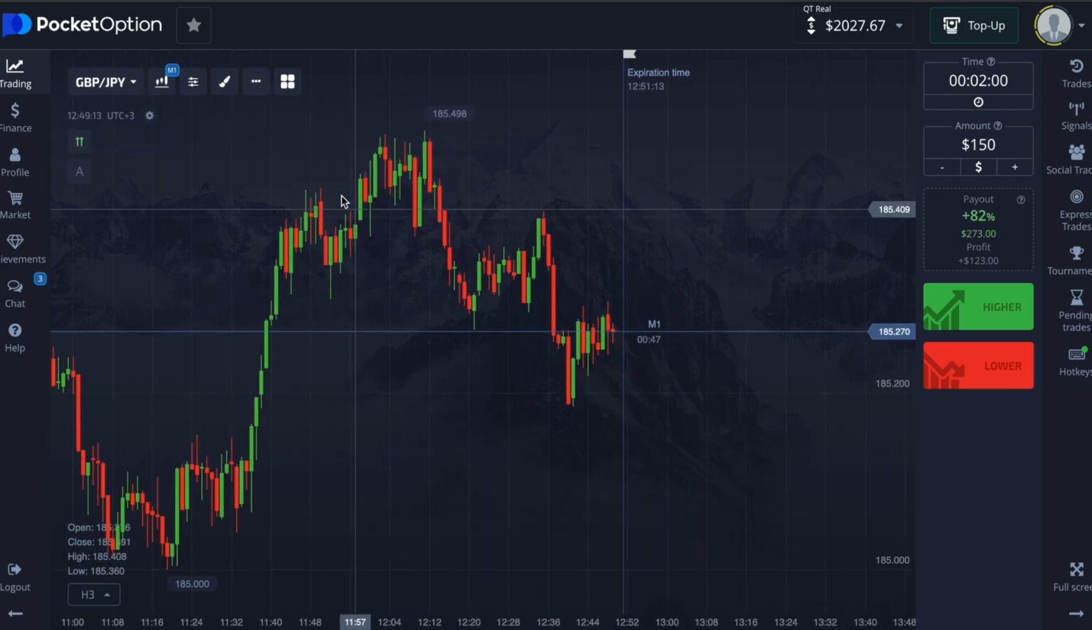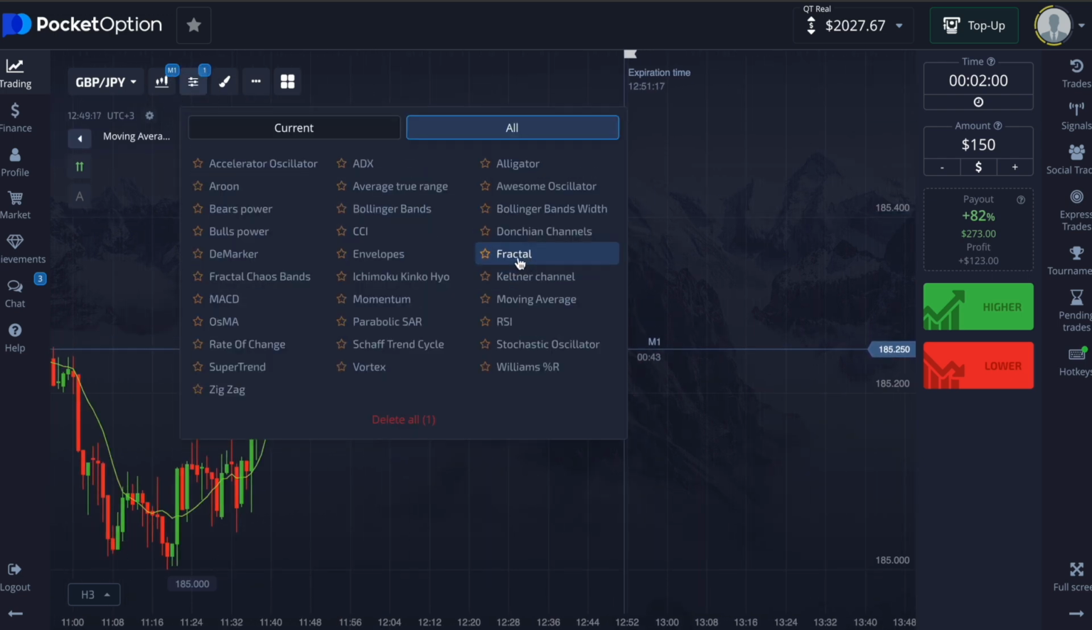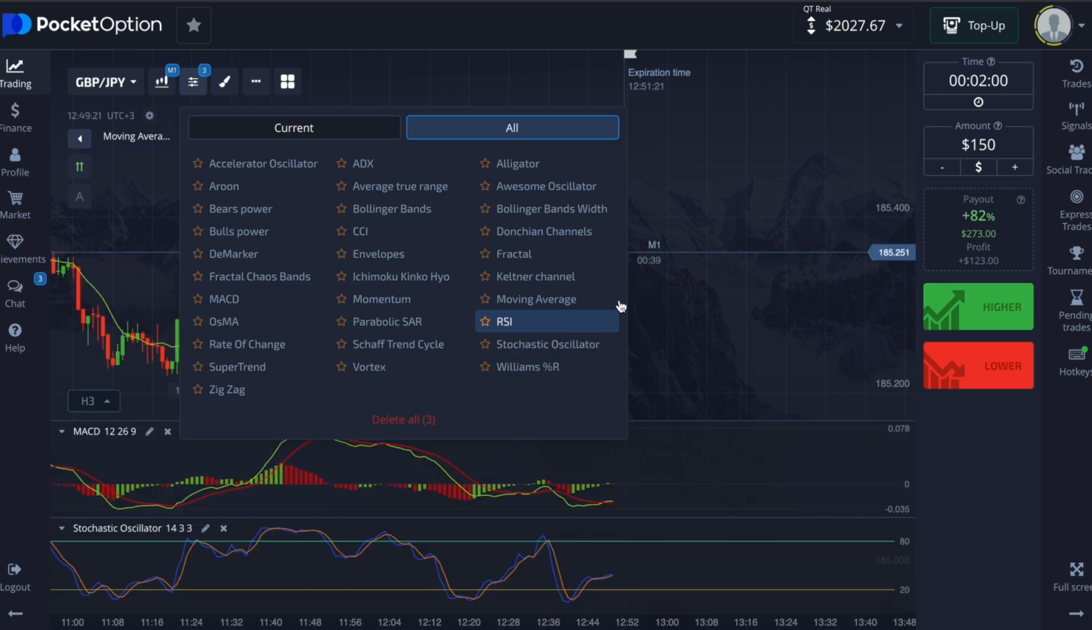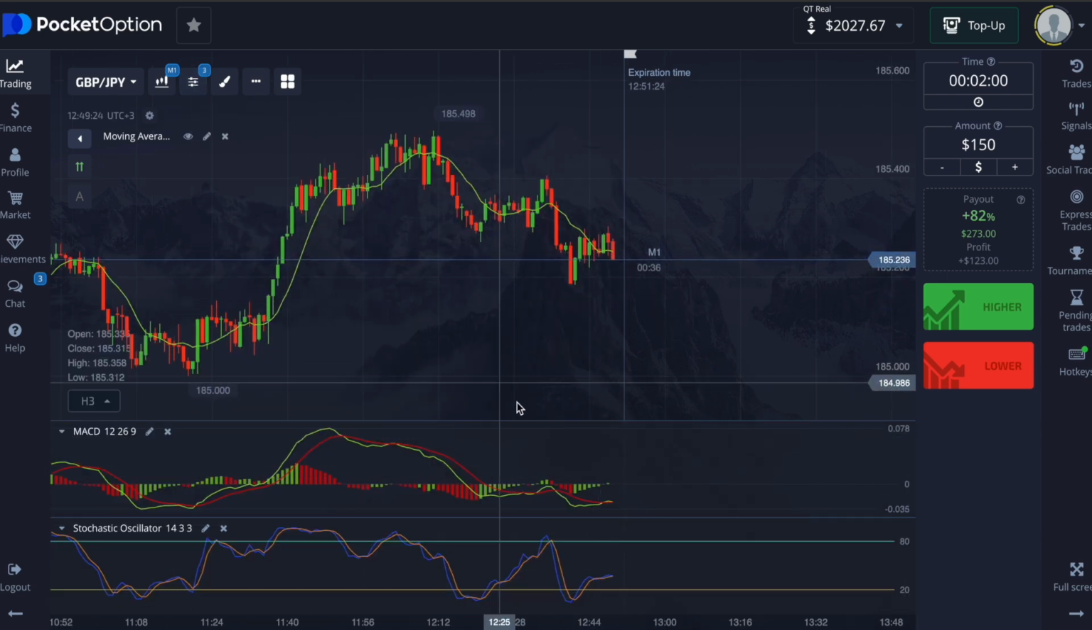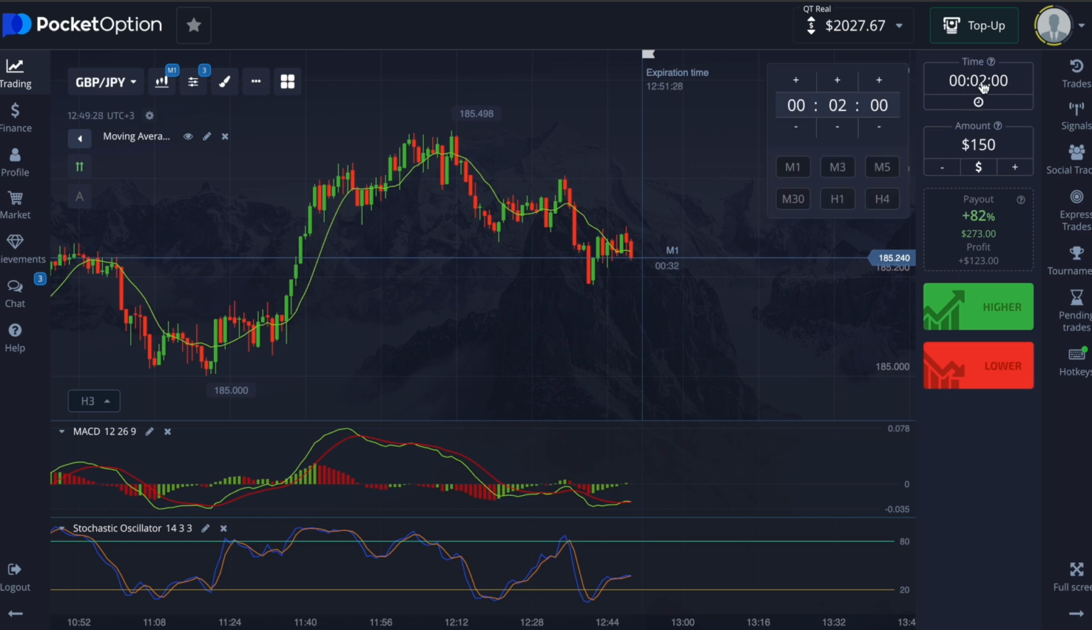The foundation of this strategy involves 3 indicators: the moving average, MACD, and stochastic. Together, these indicators clearly indicate price movement and work well for 5-minute trades. Next, let's configure the indicators in order.